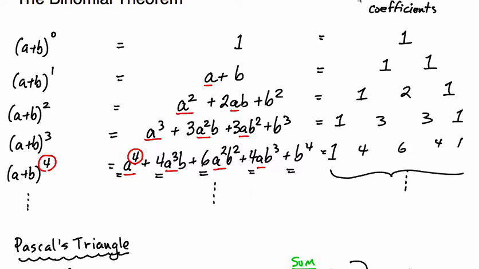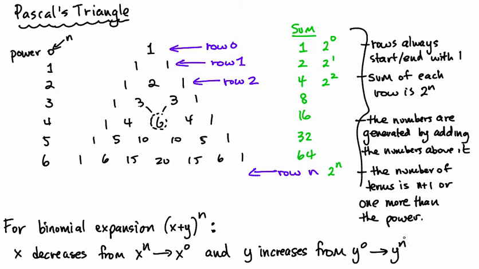For the b's, you get no b's, and then a b to the 1. No b's, b to the 1, b squared. No b's, b to the 1, b squared, b cubed. B to the 0, b to the 1, b to the 2, b to the 3, b to the 4. So where the first variable is starting at its highest power and decreasing, the second variable starts at power 0 and increases by 1. So we see that pattern where x is decreasing from x to the n to x to the 0, and the y is increasing from y to the 0 to y to the n. And that actually makes expanding out binomials really easy to combine both of these things together.